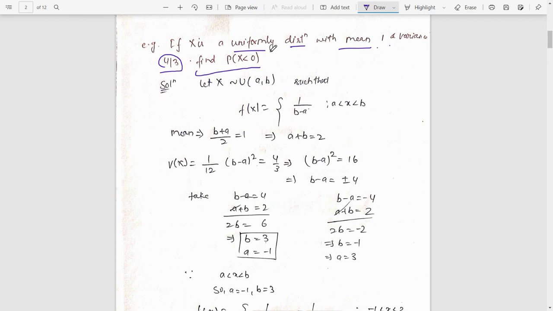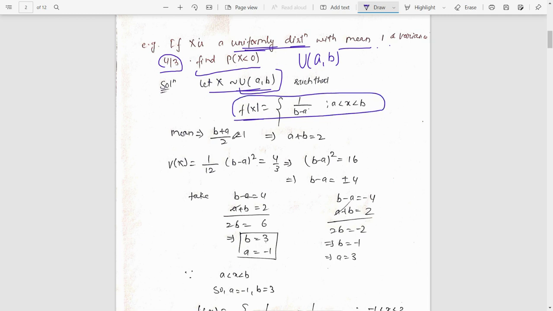It's given that it's a uniform distribution, so we will have something like that. A uniform distribution is represented by U, with the first parameter a and the second parameter b. So a and b are the parameters of the distribution. We know that this is a uniform distribution because it is given, but we don't know what a is and what b is. So for that we will find them using the mean and variance.